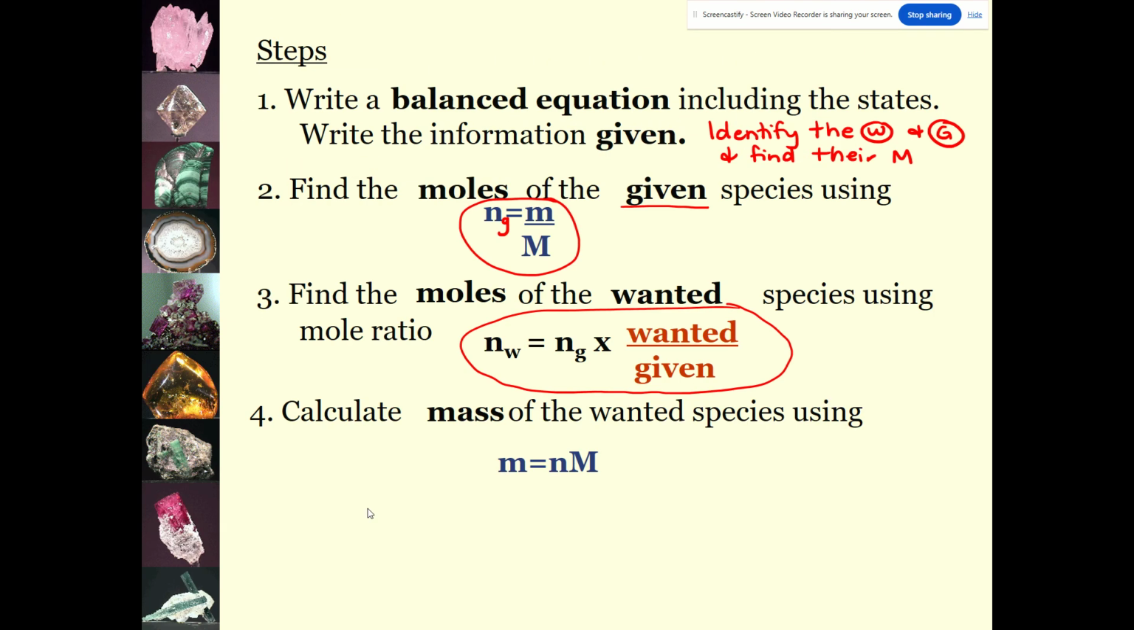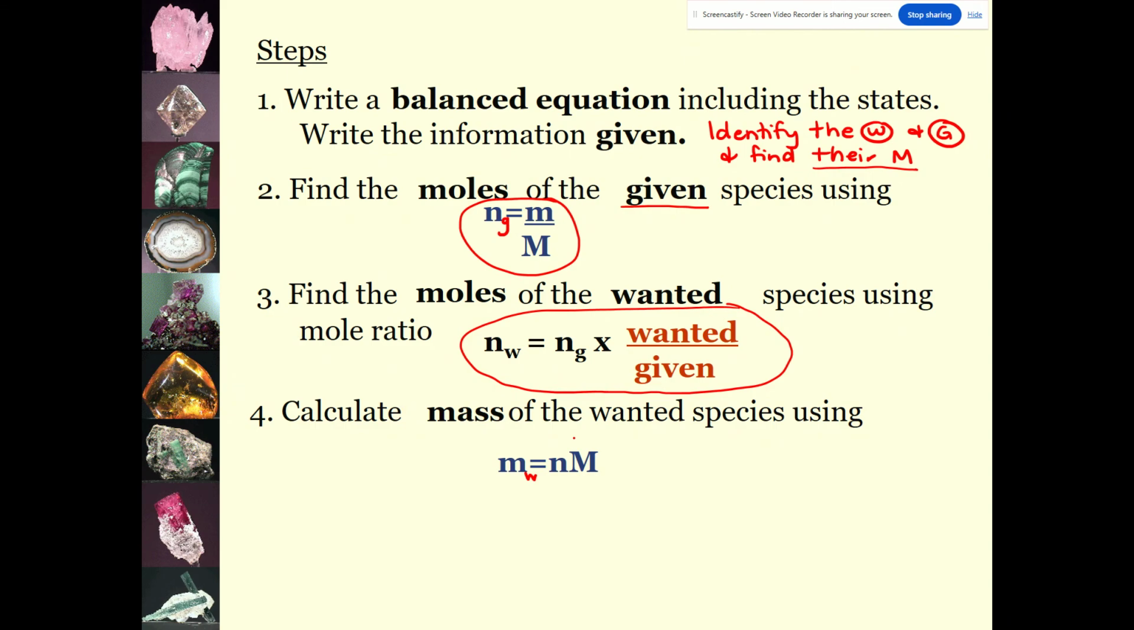So to find the mass of the wanted, we can write that as mass of my wanted. I'm going to use the moles of my wanted that I just calculated in step 3 and multiply by the molar mass of the wanted that we calculated back in step 1, right? Because remember in step 1, you're finding the molar mass of both the wanted and the given. So you're going to have two molar masses in these calculations.